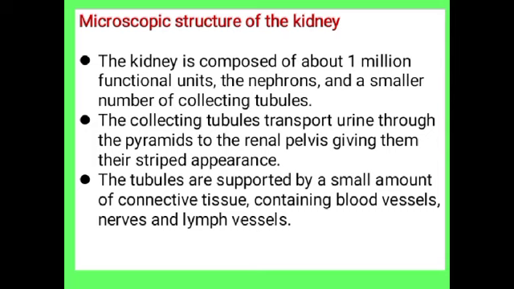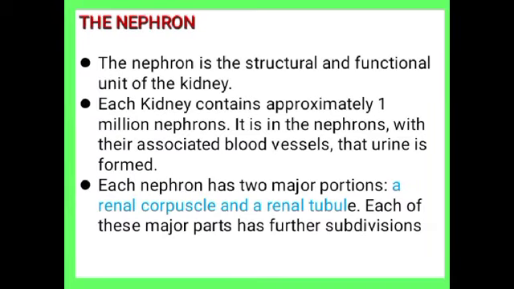And the tubules are supported by a small amount of connective tissue containing blood vessels, nerves, and also the lymph vessels. So now let's talk about the functional unit of the kidney, which is the nephron. The nephron is the structural and functional unit of the kidney. Remember, the primary function of the kidney is excretion, or rather the maintenance of fluid volume through excreting the excess fluid in the form of urine.